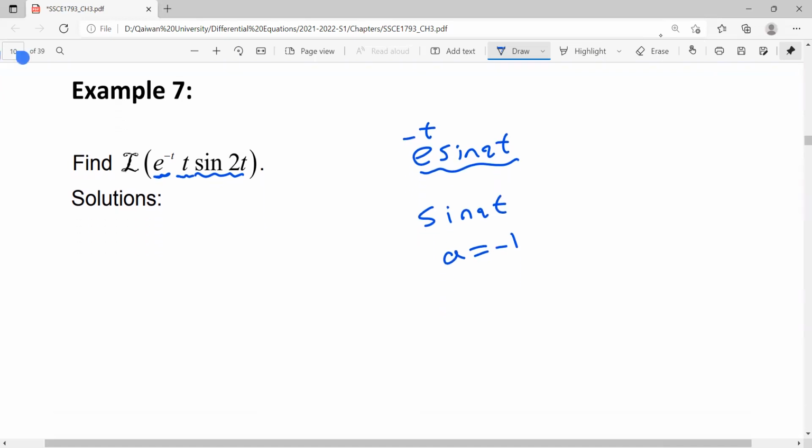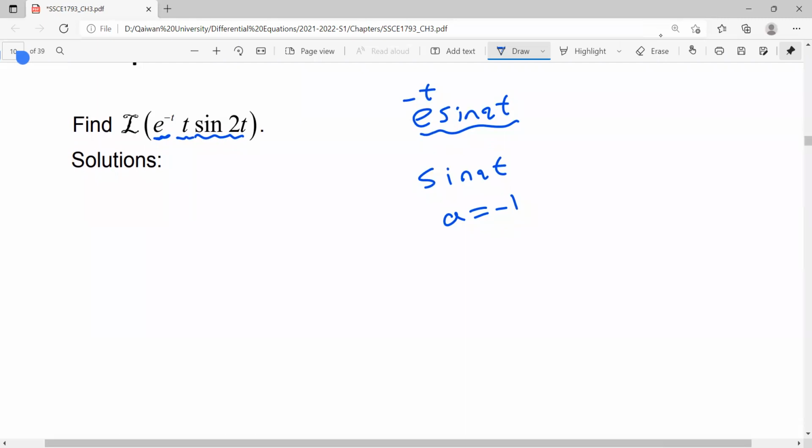Let's first find the Laplace transform of sine 2t. The Laplace transform of sine 2t, which is f of t, is 2 over, since that's sine, 2 over s squared plus a squared, which is 4. Now, the function is multiplied by e to the power minus t, and here a is minus 1. We replace each s, this is f of s.